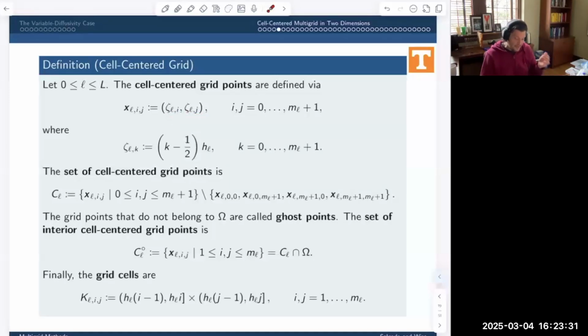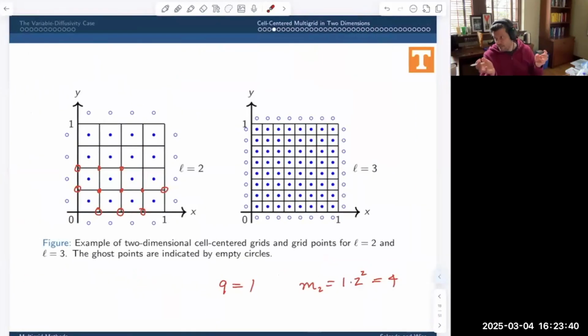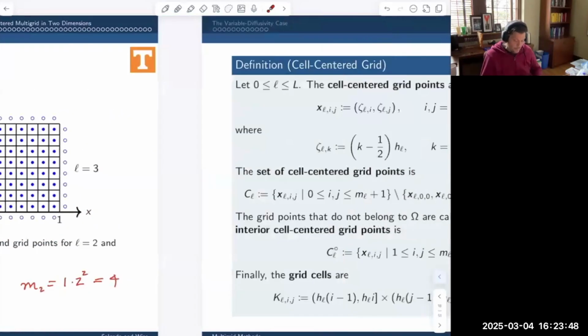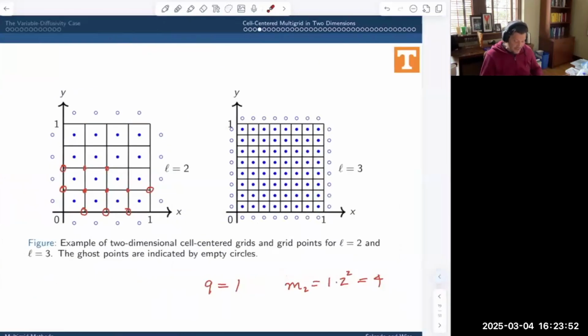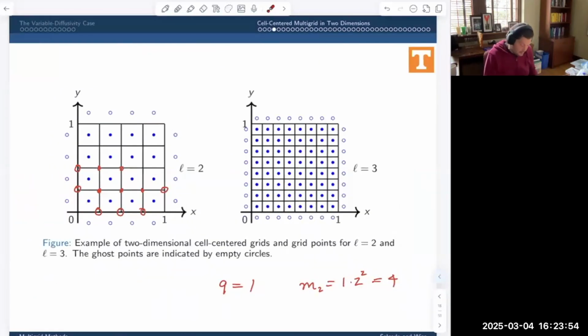Now, these cell-centered points are defined for all i and j between 0 and M_L plus 1. So, in fact, I could make them for minus infinity to infinity. I don't have to just limit myself to 0 up to M_L plus 1. But what 0 means is that's kind of the ghost cell. So that's these points out here, with respect to the x coordinate.